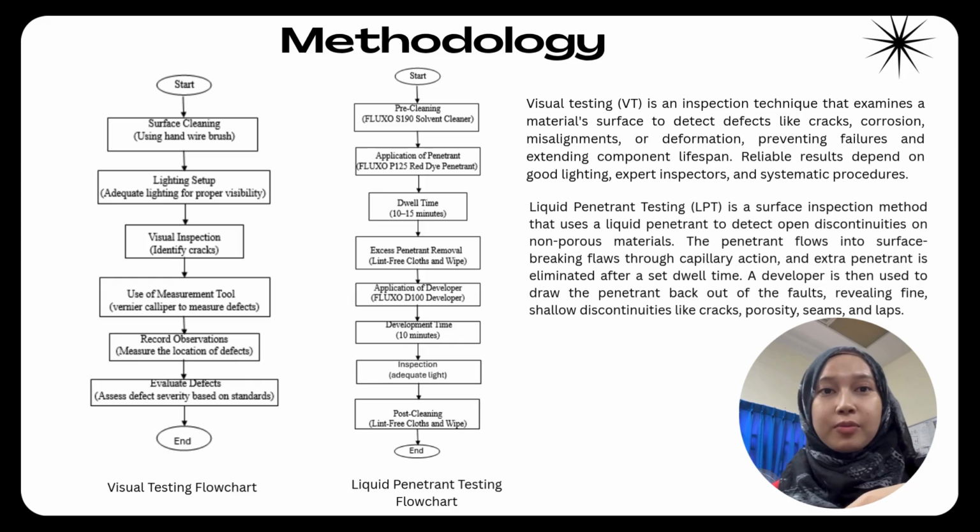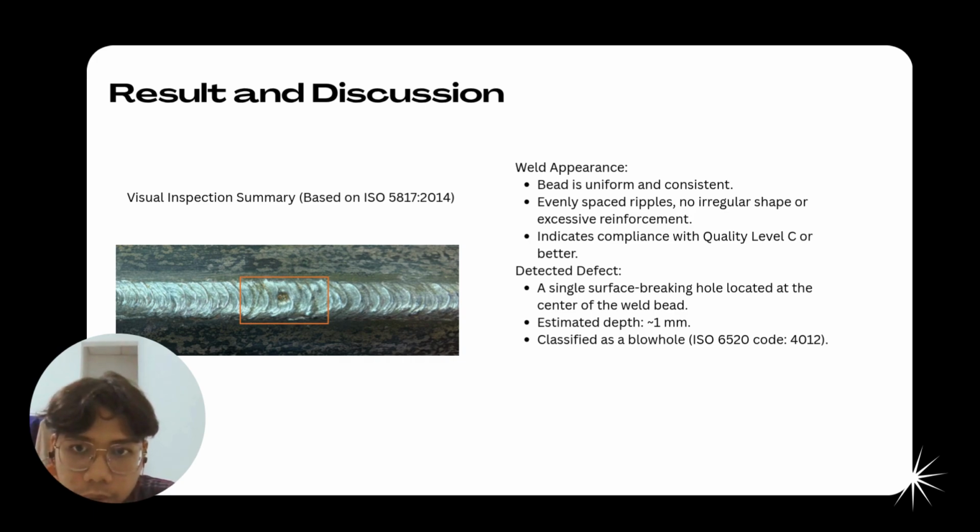So we can say that both methods actually help to detect surface flaws early, improving the safety and also the component integrity. Okay. For the visual inspection summary, the weld appearance is uniform and consistent, and it is evenly spaced with no irregular shape or excessive reinforcement. This indicates compliance with quality level C or better. For the detected defect, there is a single surface breaking hole located at the center of the weld. Estimated depth is 1 mm and it is classified as a blowhole.